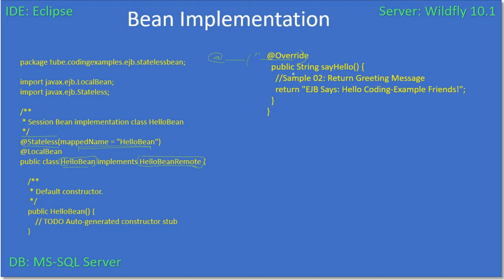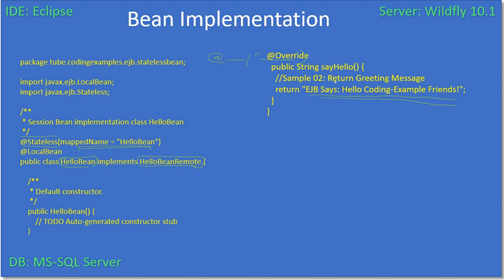Next, we are overriding the method say hello, and here we are just returning a fixed string, EJB says hello coding example, friends. If you need to put some parameter, you can put a parameter and append it. But here, just for learning purposes, we are defining a simple method, say hello.